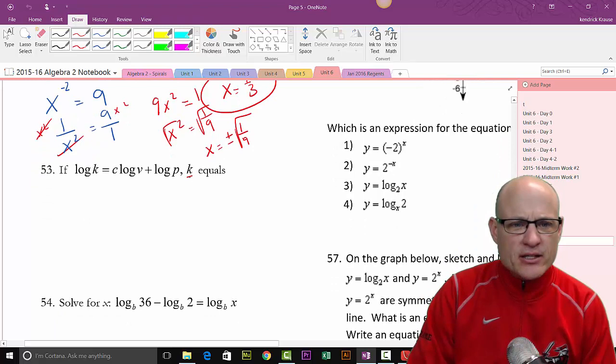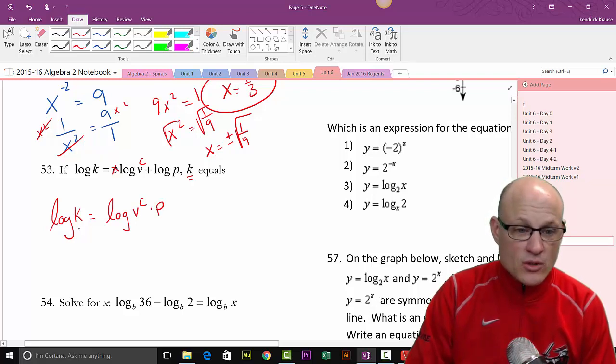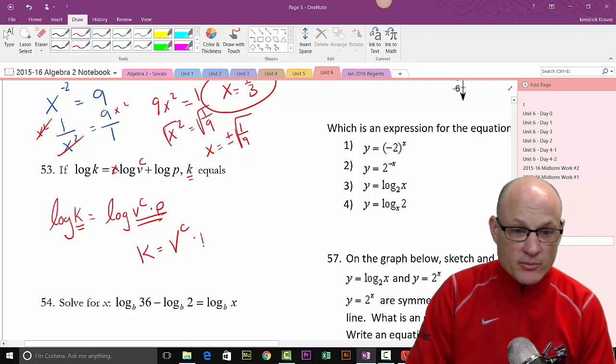I want to know what k equals. So log k is equal to log of, let's see, return this, c. So v to the c times p. Well, you got log equal to log, so k is equal to v to the c times p.